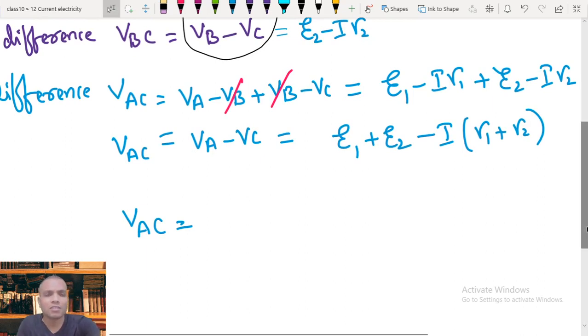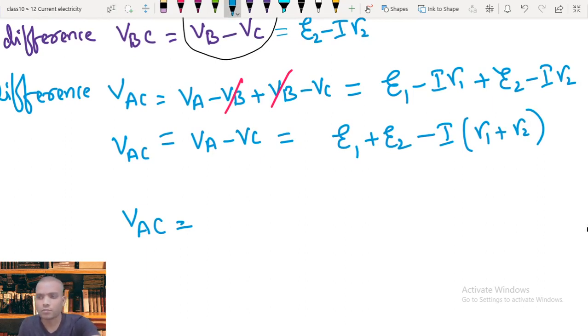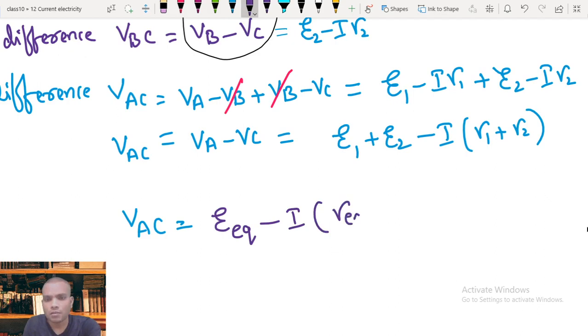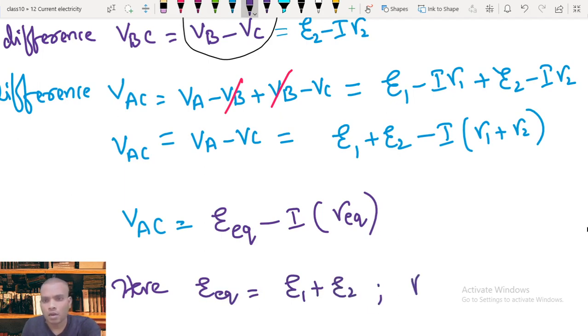That is the equivalent circuit. That's what we need to find out. So this potential difference I would like to express as V suffix AC equal to the EMF of the equivalent circuit minus I times R equivalent. So here the EMF equivalent value is equal to E1 plus E2 and the R equivalent value is equal to R1 plus R2.